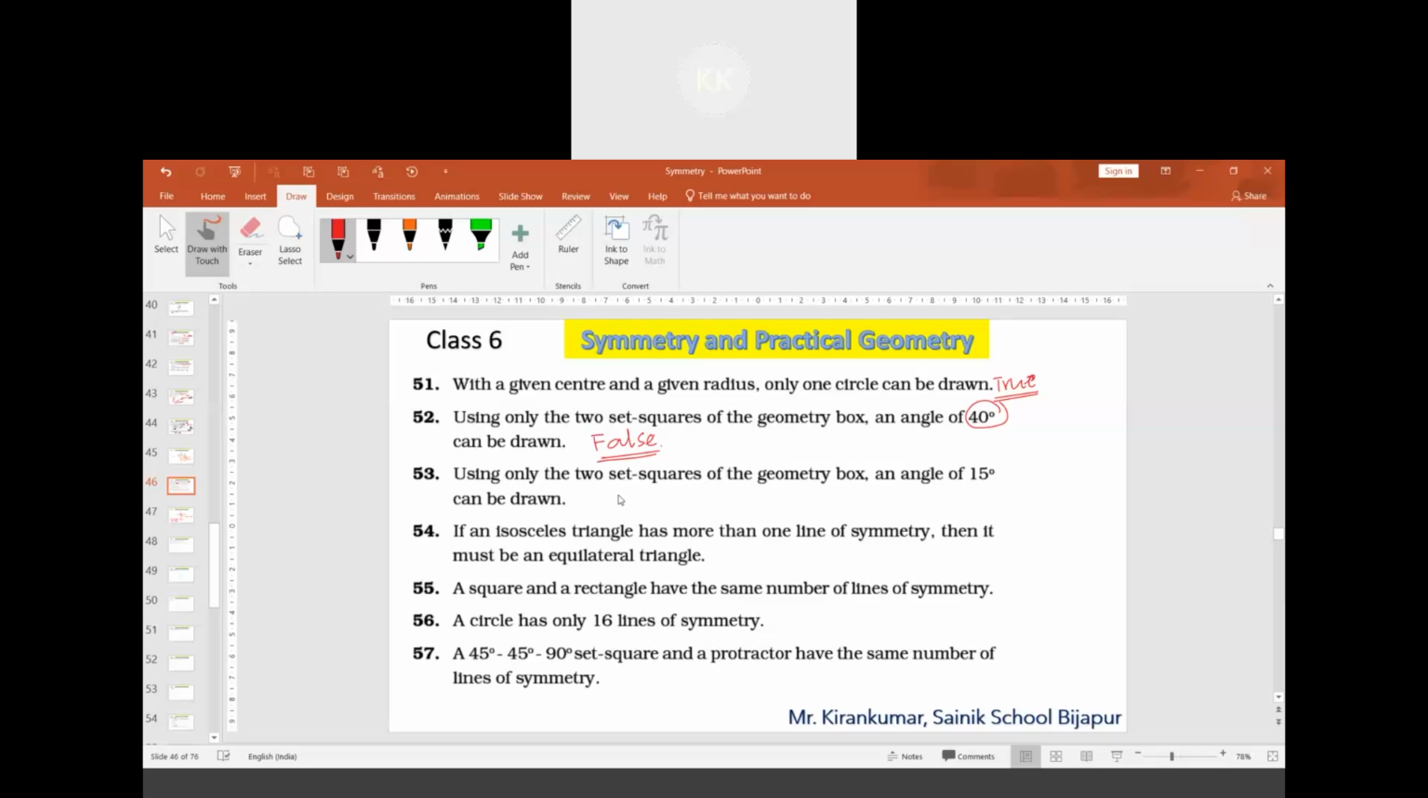Using only two set squares of the compass box, an angle of 15 degree can be made. Can we make 15 degree? No, sir. How to make? Sir, we have to divide 30 degree into two parts. Yes, sir. No.